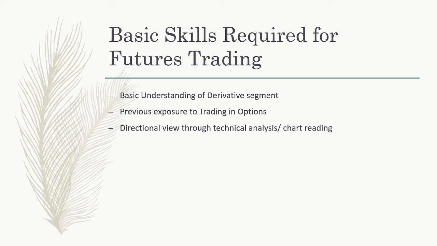You need to have some directional view through technical analysis and chart reading. You need to know a little bit of chart reading and a little bit of technical analysis, so that you should be able to draw your resistance level and your support level. You should be able to identify a few candlesticks that would help you in making a directional view. So this is it.